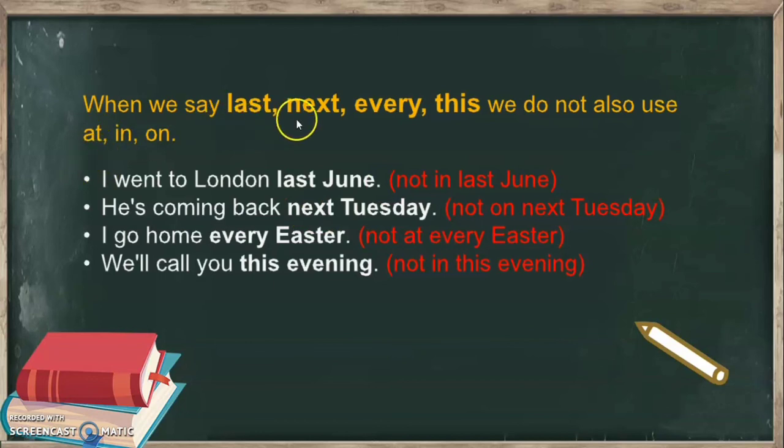Okay, so when we say last, next, every, this, we do not use at, in, on. For example, here, I went to London last June. We don't need to say in last June. Last is our preposition, in is a preposition, you don't need to use both. Just say last June. Next Tuesday. We don't need to use on for Tuesday because you already said next. Every Easter and this evening.